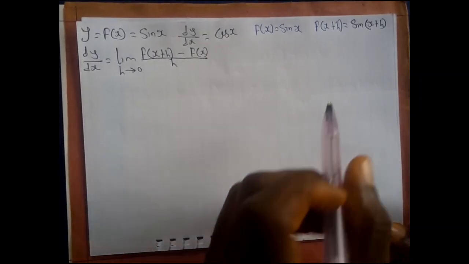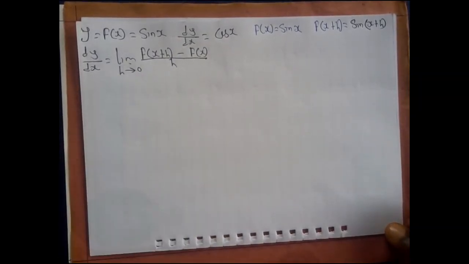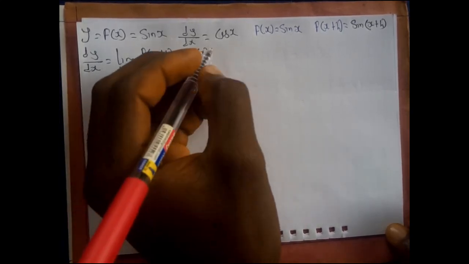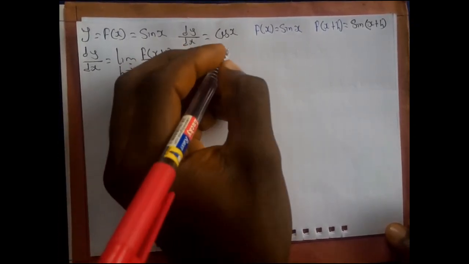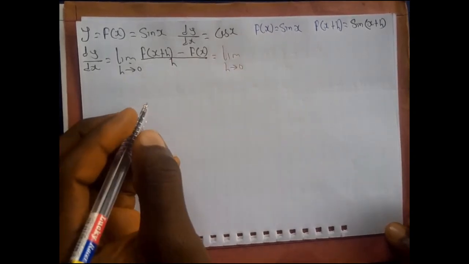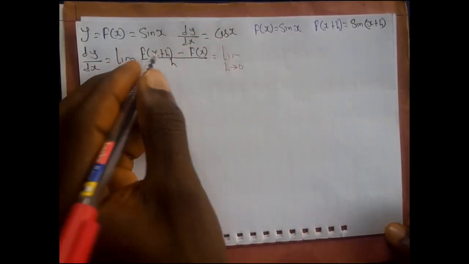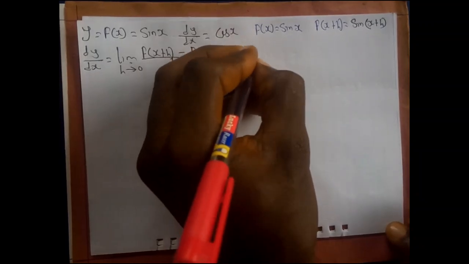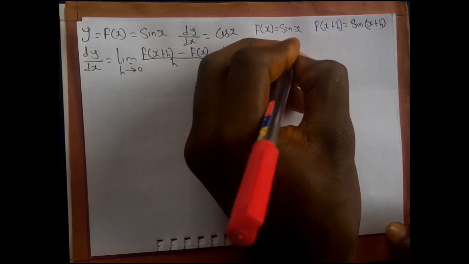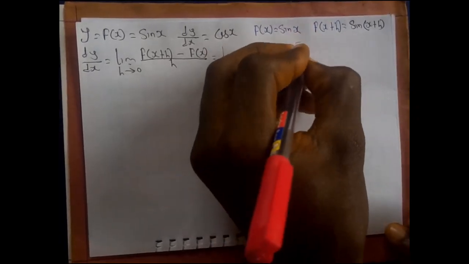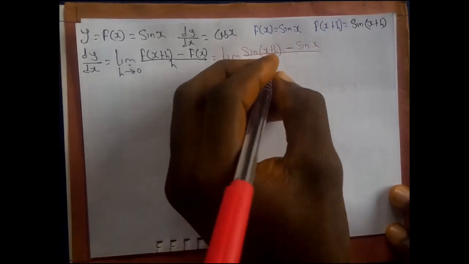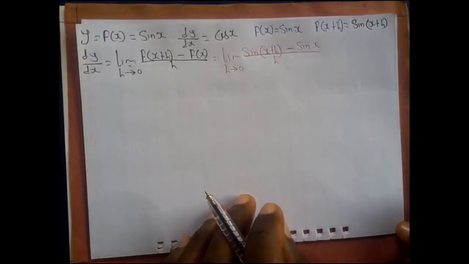Perfect. Now that we have everything we need, we can substitute back into the definition of the limit. So therefore, the derivative, dy/dx, will now be equal to the limit as h approaches 0 of f of x plus h, that's sine of x plus h, minus f of x, that's sine x, and everything entirely is divided by h. Perfect.